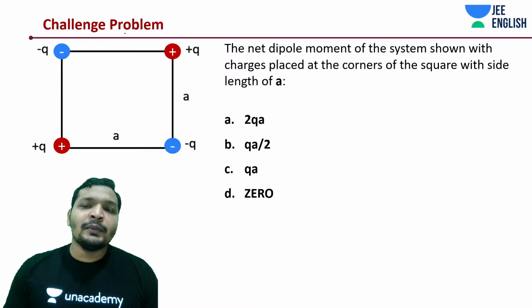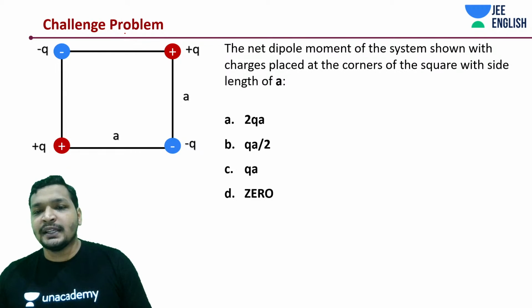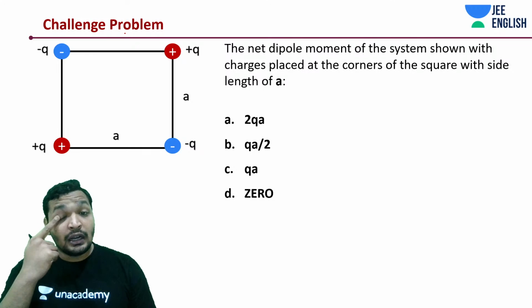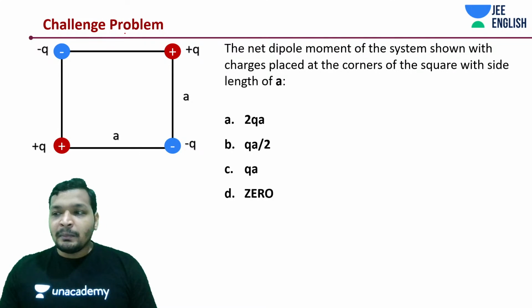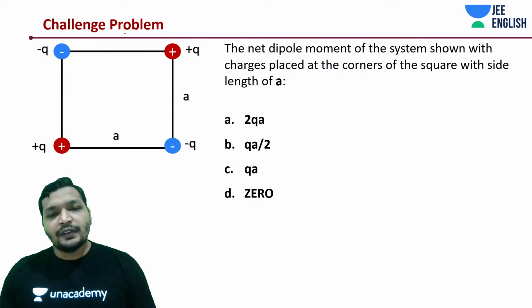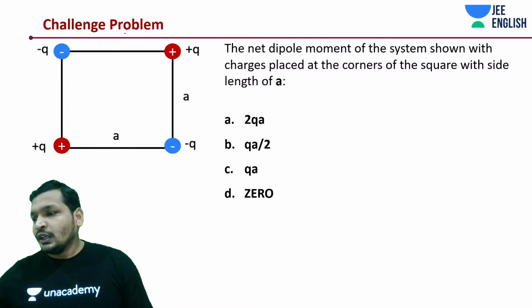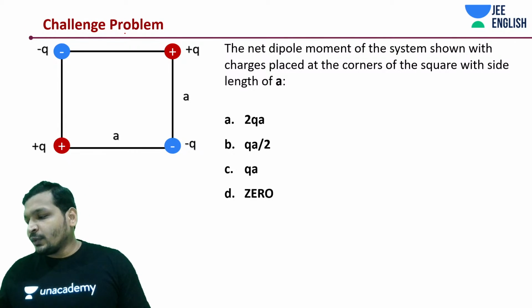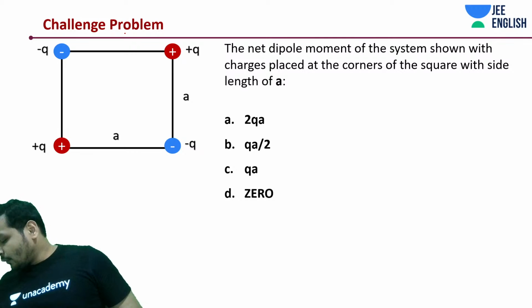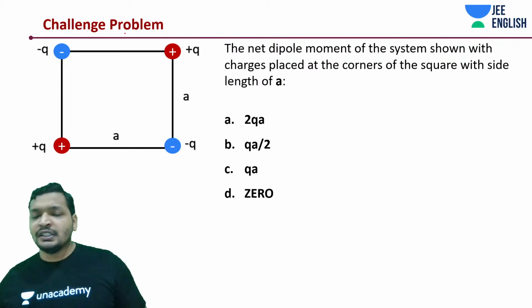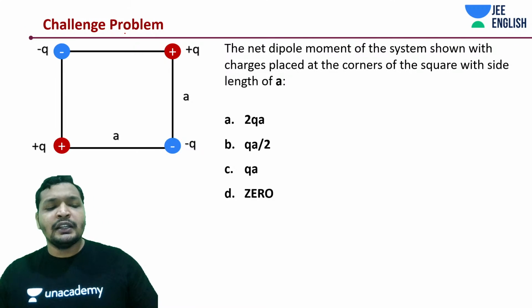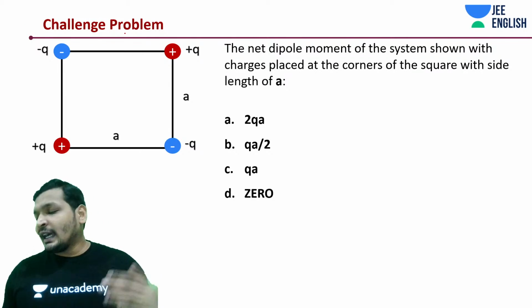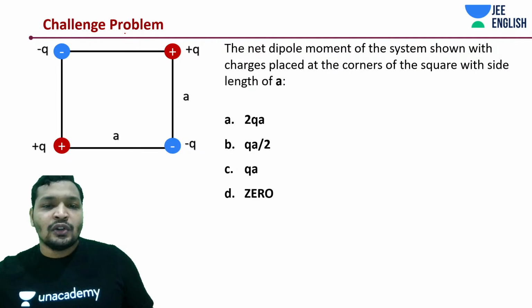The net dipole moment of the system shown, with charges placed at the corners of the square with side A, is how much? Do remember, your dipole moment is a vector quantity. Have a look at it and get started on the question. I'll wait for a couple of minutes so that you can look around the question and work on it. But let me tell you, draw the direction of the dipole. That is also very important.